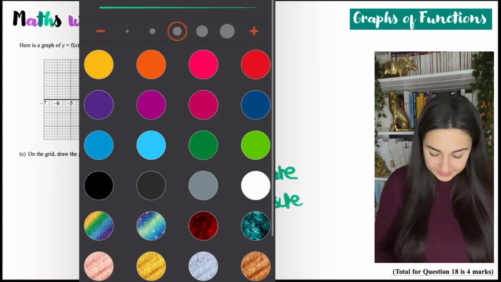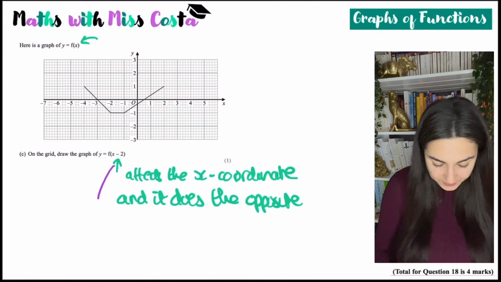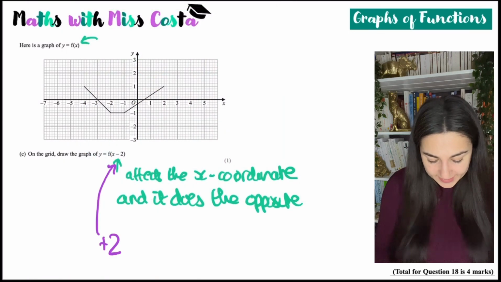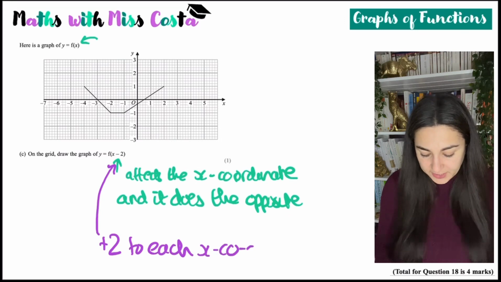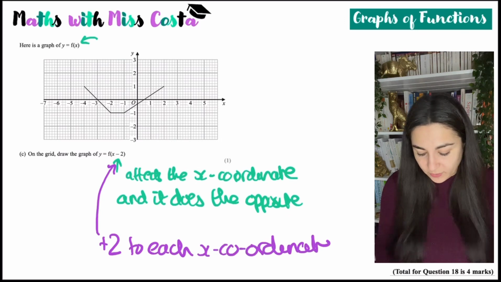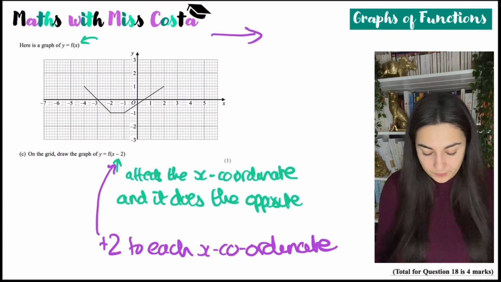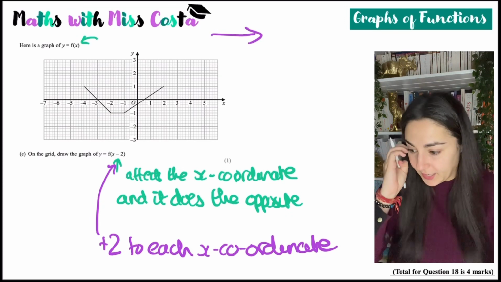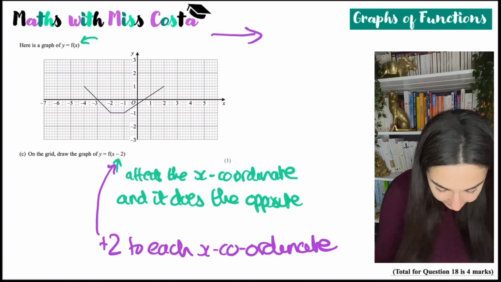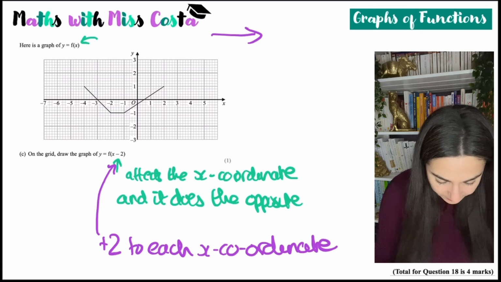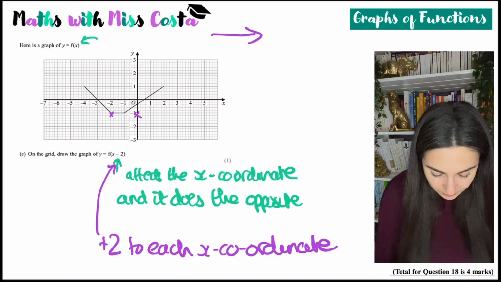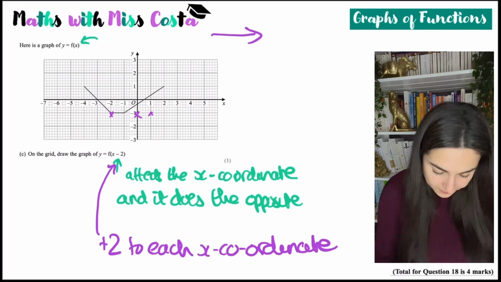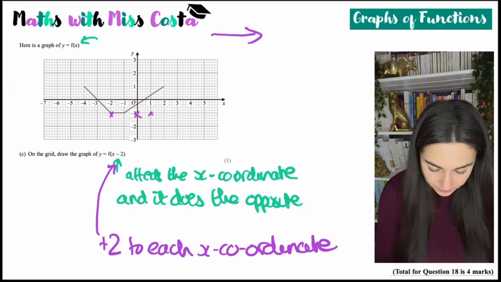So over here it says minus 2. So what I'm actually going to do is add 2 to each x coordinate. And essentially what that means is I'm translating the graph 2 units to the right. Okay, so that's going to be a translation of 2 units to the right. So essentially that's minus 2. So that is going to move to here, 2 units to the right. That's negative 1. So that's going to move 1, 2 over here. This is 2. So that's going to move to 4.